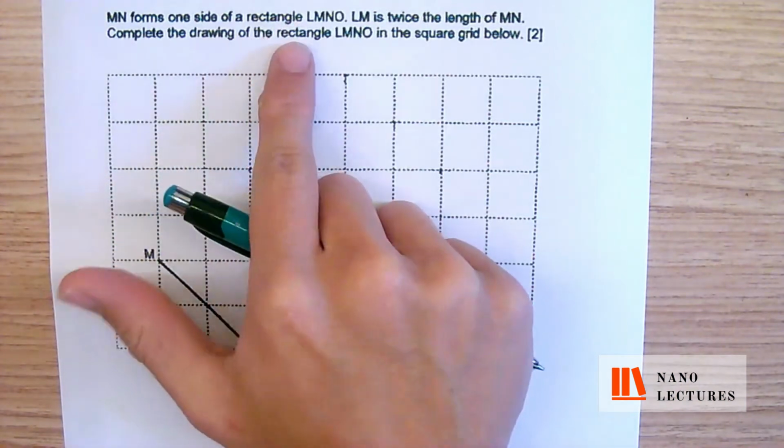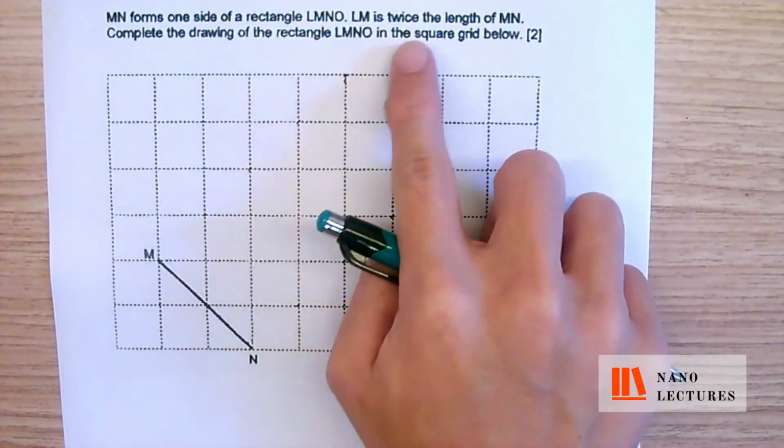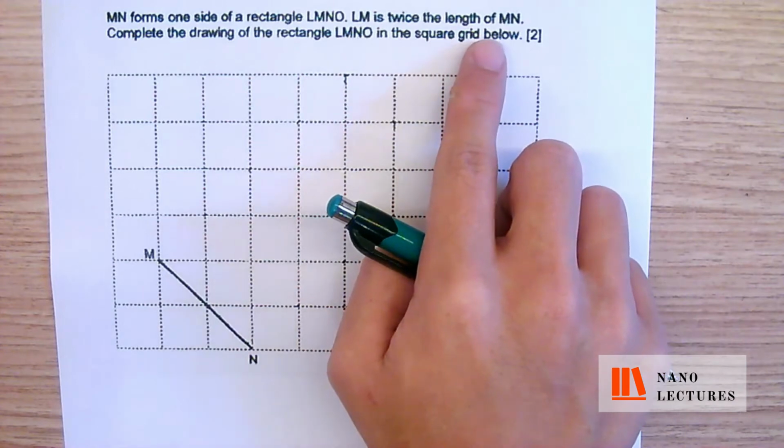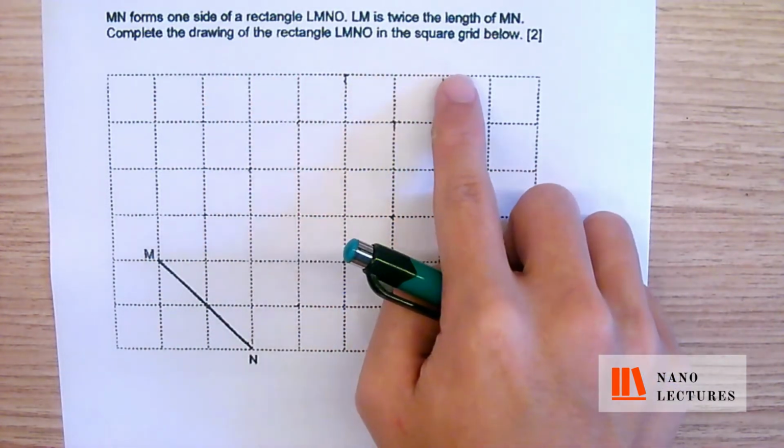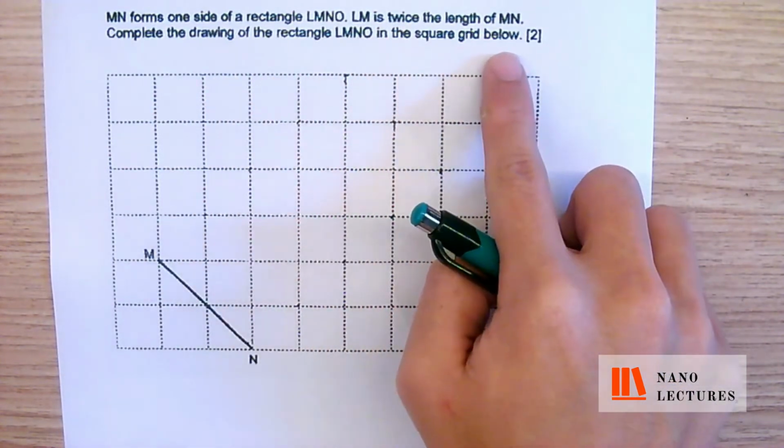MN forms one side of the rectangle LMNO. They say that LM is twice the length of MN. Complete the drawing of the rectangle LMNO in the square grid below.